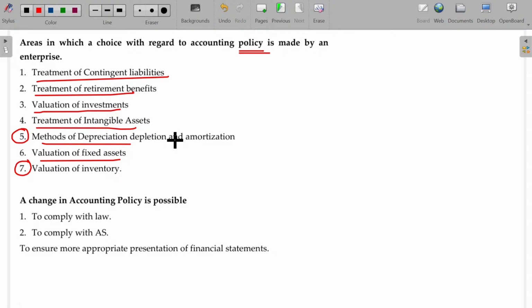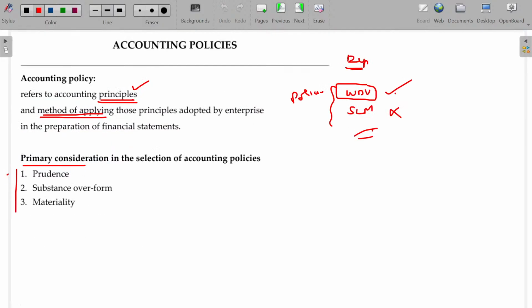But if in your examination we have 2 or 3 policies for our accounts, then you can list down at least this one: depreciation, valuation of inventory, valuation of assets, valuation of investments, valuation of intangible assets. A few of these you can keep here. Where we have multiple models, the principles suggest which model is superior. For that, what you have to do? You have to follow these 3 steps: prudence, substance over form, and materiality.